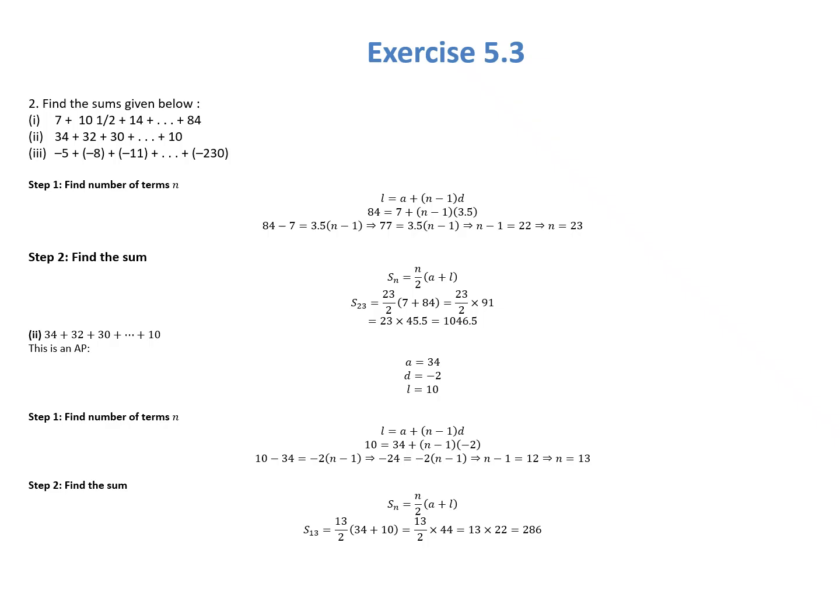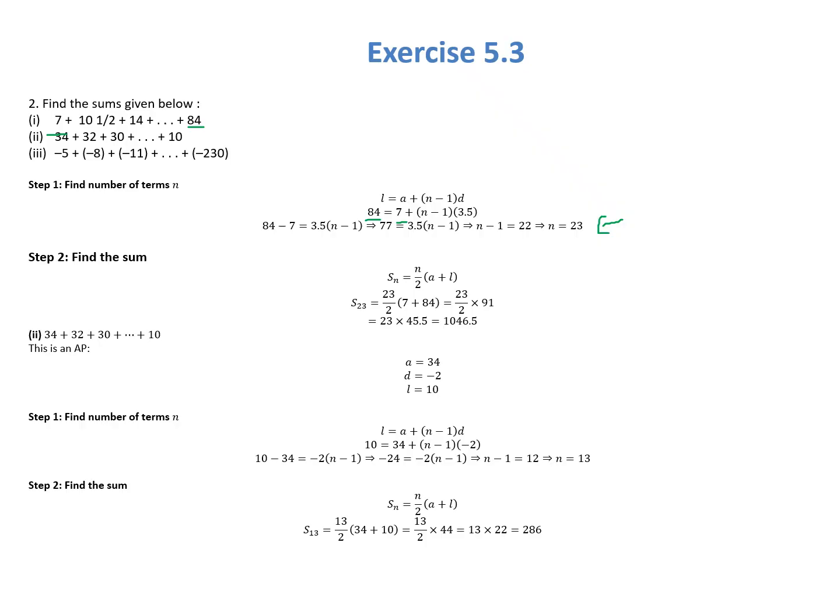Okay, so again in this we have to find the sum of the series. But the missing term here is that we do not have the n. So first we have to find the n. We are given the last term as 84. We have a as 7. We have to find the d first, and once we have the d with us, we can find the value of the n. So the last term is a plus (n minus 1)d, which is 84 is given to us. a is 7 and d, which is 3.5, when we have calculated it. So we have the n as 23.